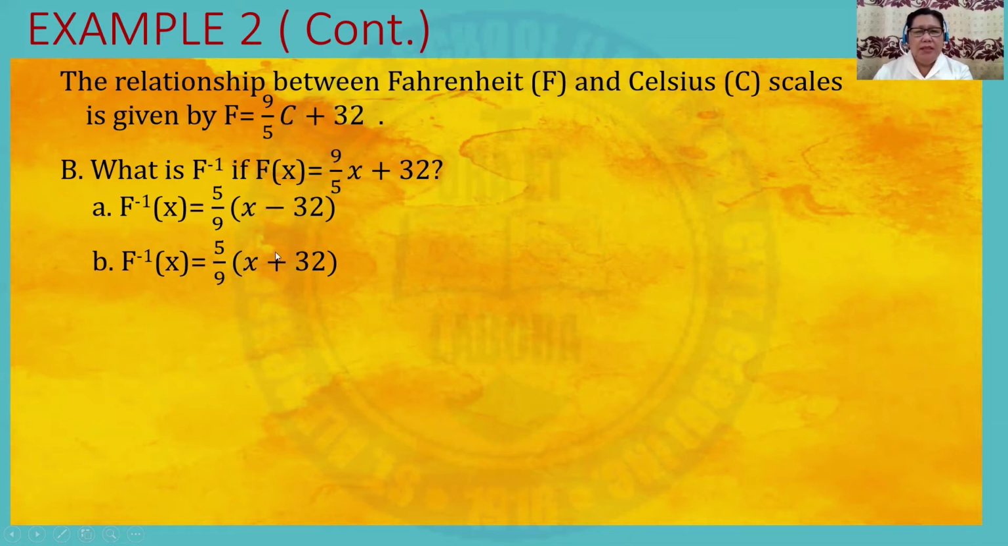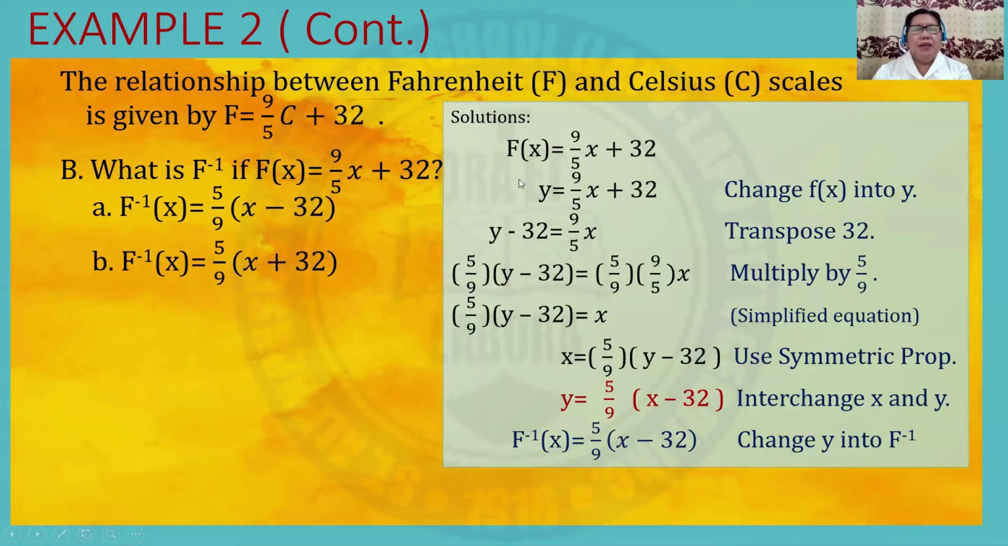All you have to do is to solve first. And this will be the solutions. F of X is equal to 9/5X plus 32. This is the given here. And then change F of X into Y. Then transpose 32. You have Y minus 32 is equal to 9/5X. And then multiply by 5/9. Multiply this side by 5/9, and multiply the other side by 5/9 in order to be consistent with the given choices.